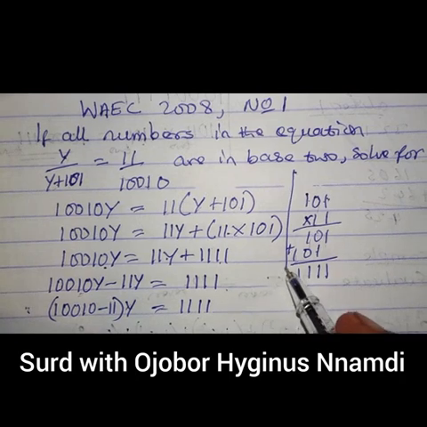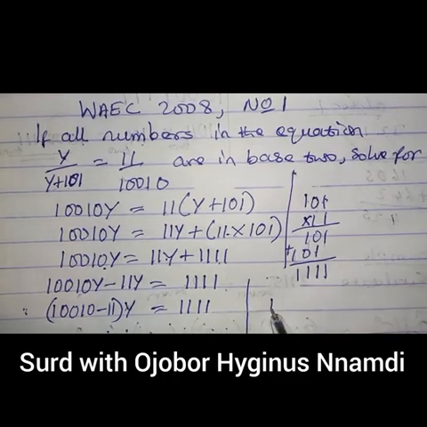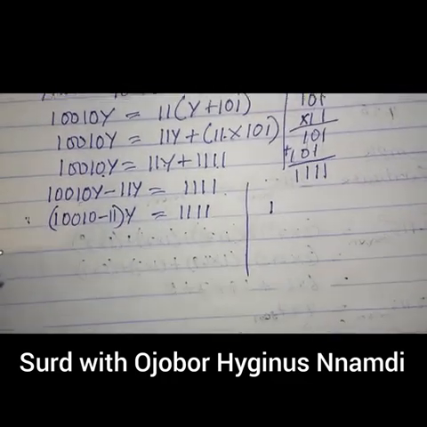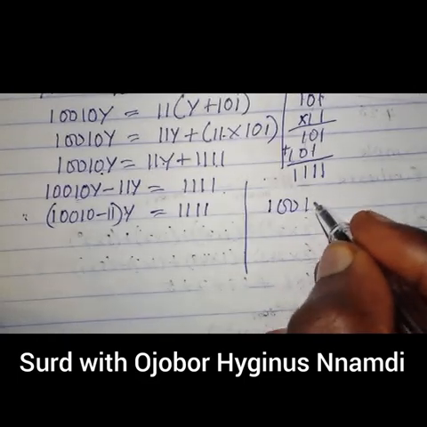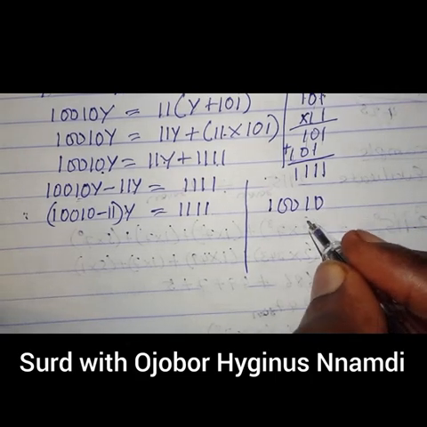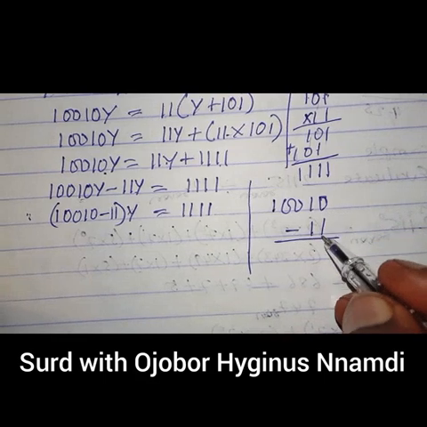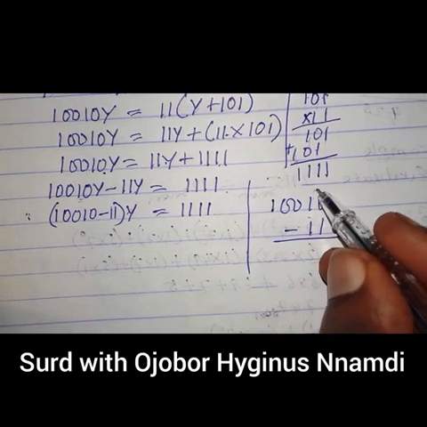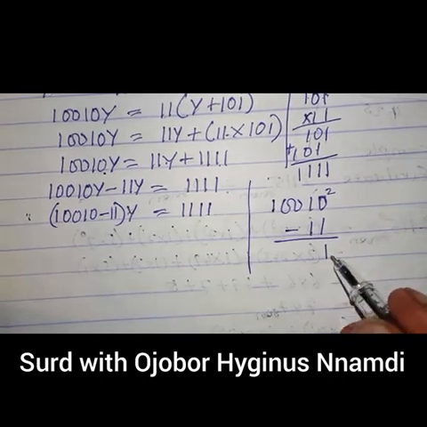Now go back to our rough work. We determine this minus this the same way we've learned subtraction of number base. That is what we apply here. So we have 10010, subtract 11 from it. So we have this 0 minus 1 cannot go. You borrow 1 from the next number and call it 2 because it's in base 2. 2 minus 1 is 1.